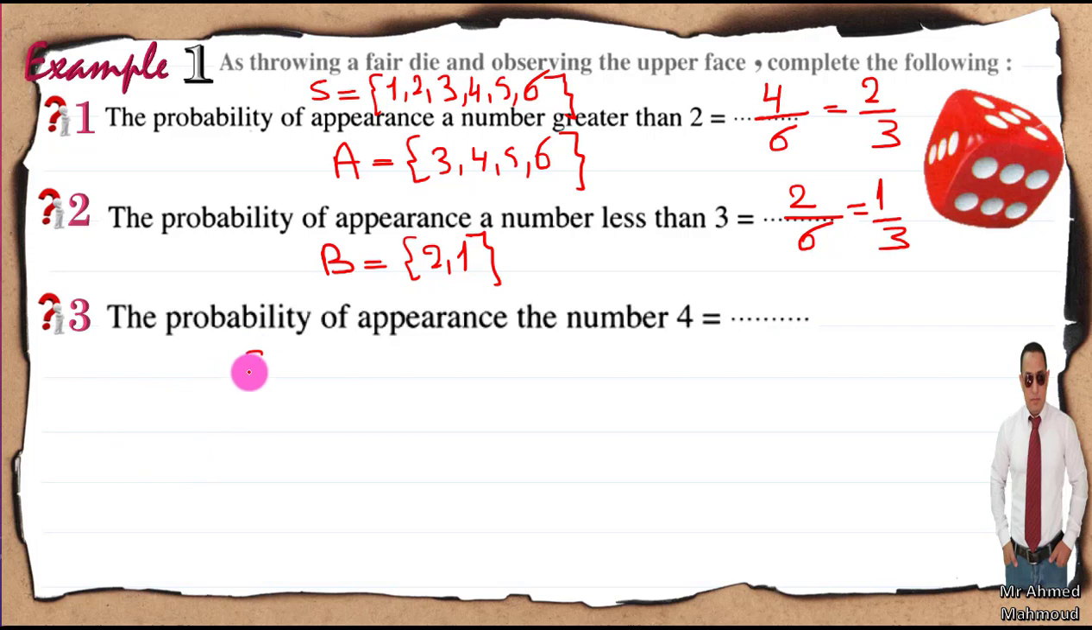Now I'm going to call this C: the appearance of the number 4. So it is equal to {4}. Now this set includes one element only, so it is 1 over 6.